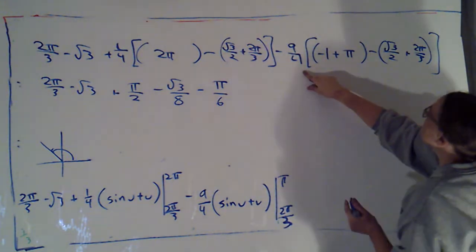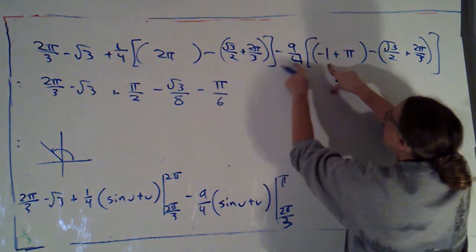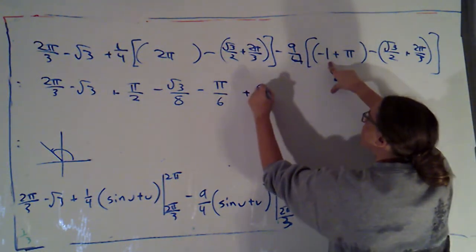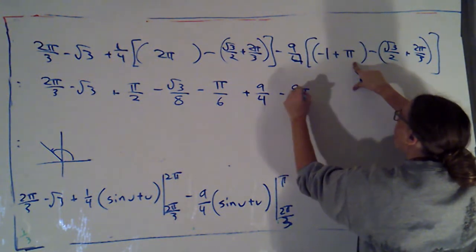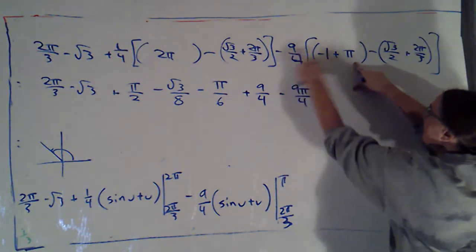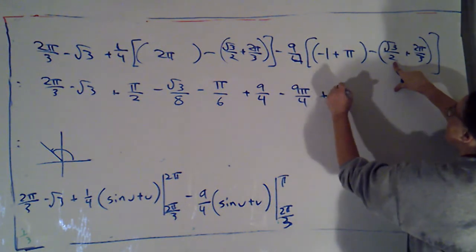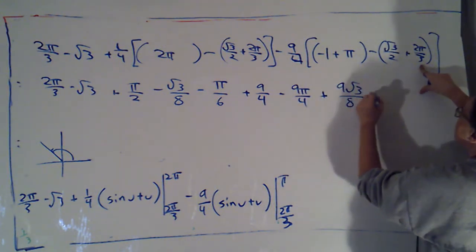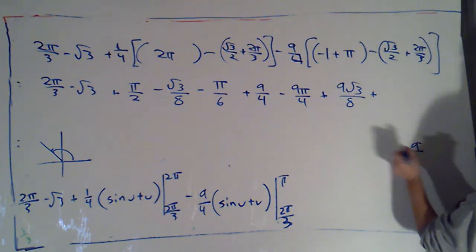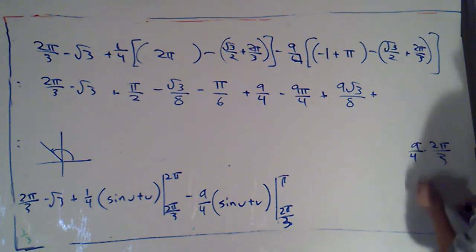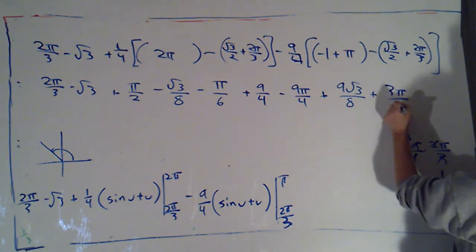Okay, so now I'm going to distribute this negative 9/4. So negative 9/4 times a negative 1 is plus 9/4. Negative 9/4 times pi is minus 9 pi over 4. Now I'm going to have a negative and another negative that I'm distributing, so I'm just distributing 9/4. So it's going to be plus 9 root 3 over 8 plus the 9 and the, oh, let's see, I got to do this one out. 9/4 times 2 pi over 3. I can cancel. I'm going to get 3 pi over 2.